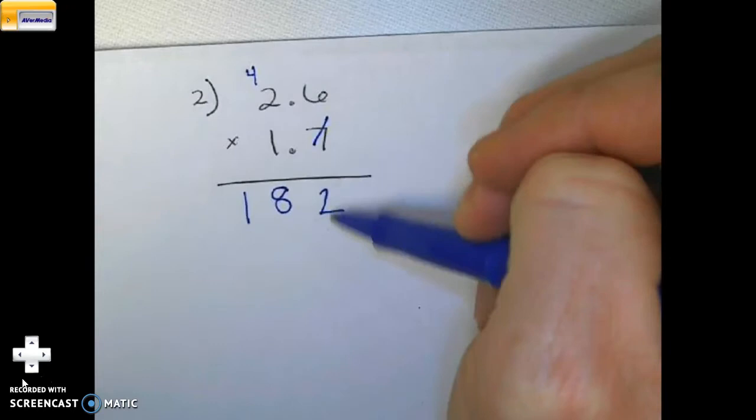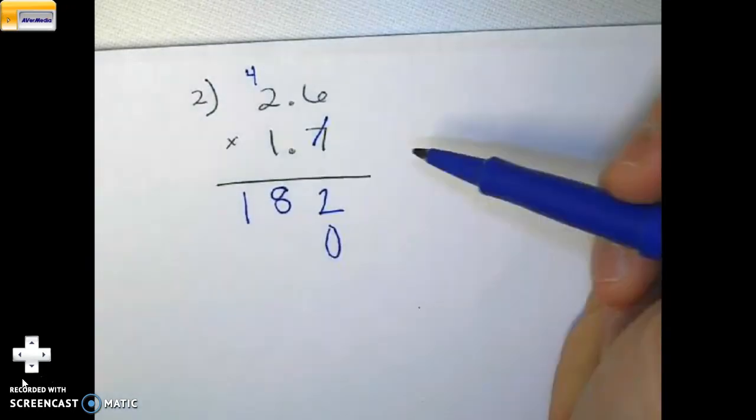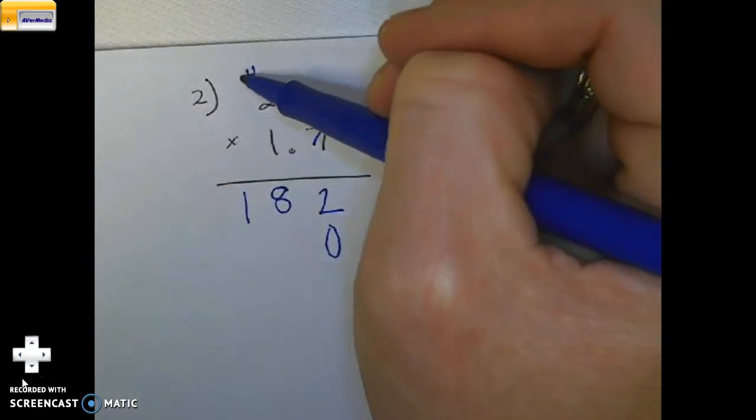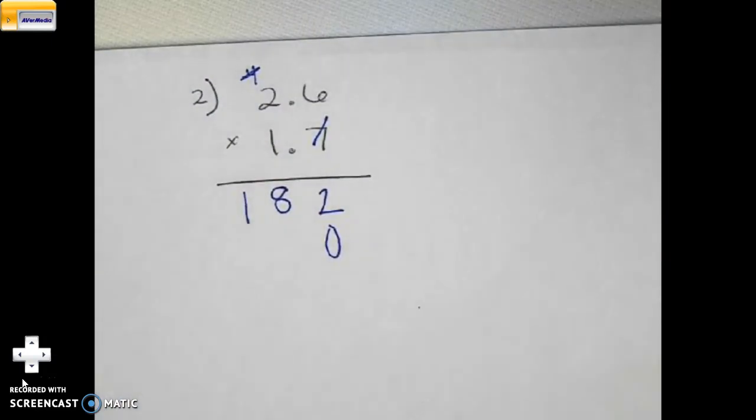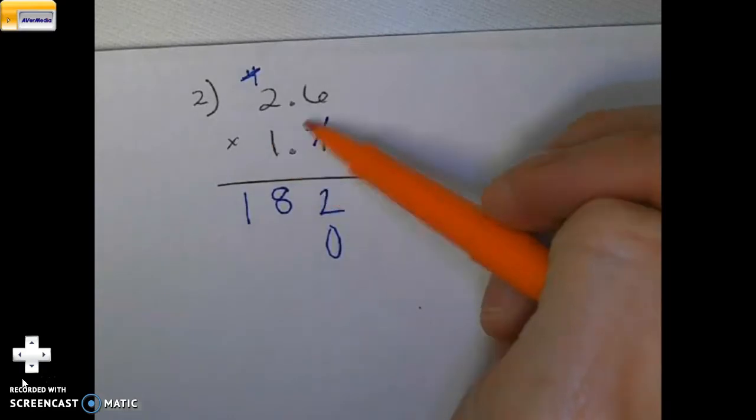I'm going to cross that out, and I'm going to put a 0 in this place value. And if it helps you out, you're done with that 4, I'm going to cross that out. That's why I do these in different colors. Next, I start with the 1. And now I'm going to go back across.